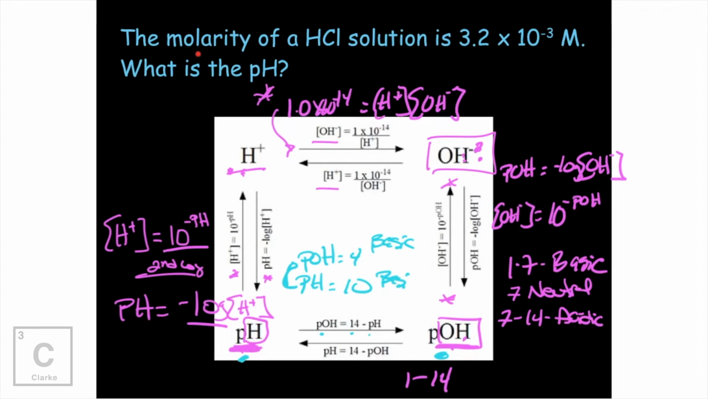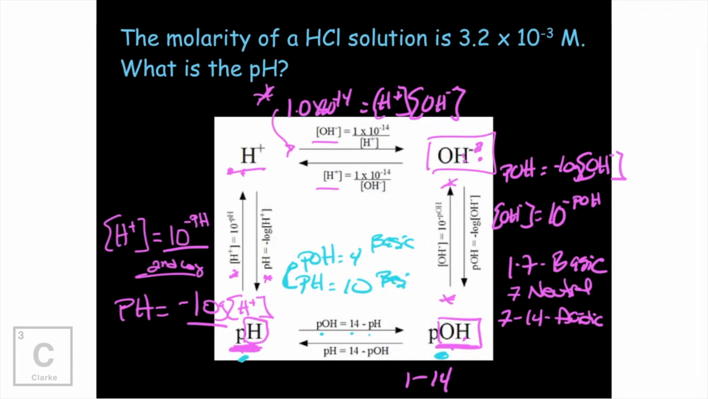Now that we've talked about this formula sheet, let's actually work the problem that's listed at the top of this slide. The molarity of hydrochloric acid in solution is 3.2 times 10 to the negative 3 molar. Remember, molar means concentration. And all these brackets we keep writing, that means concentration. It's all tied together. What is the pH?